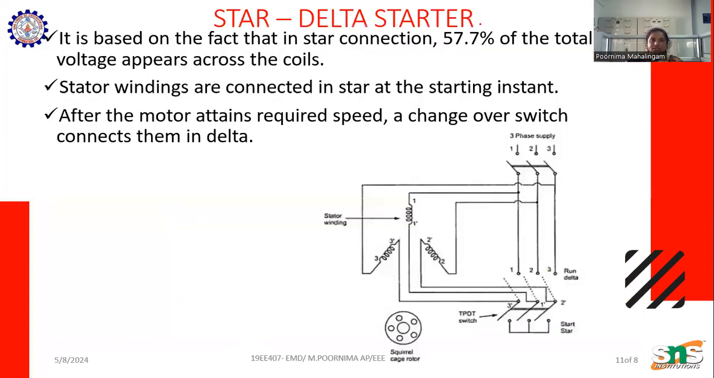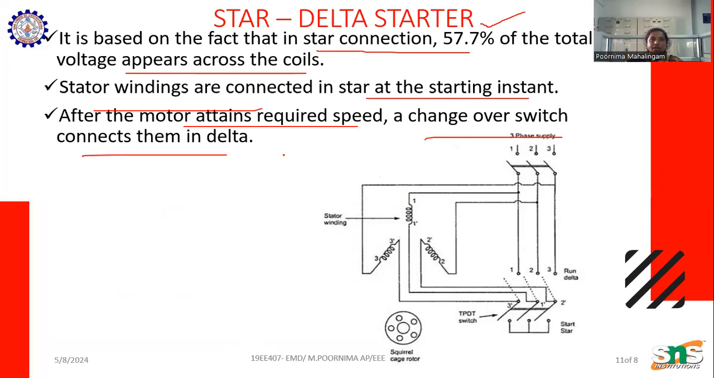Here we have the star delta starter. This star delta starter is based on the fact that in the star connection, 57.75% of the total voltage appears across each coil. The stator windings are connected in star at the starting instant. After the motor attains rated speed, the changeover switch connects them in delta.